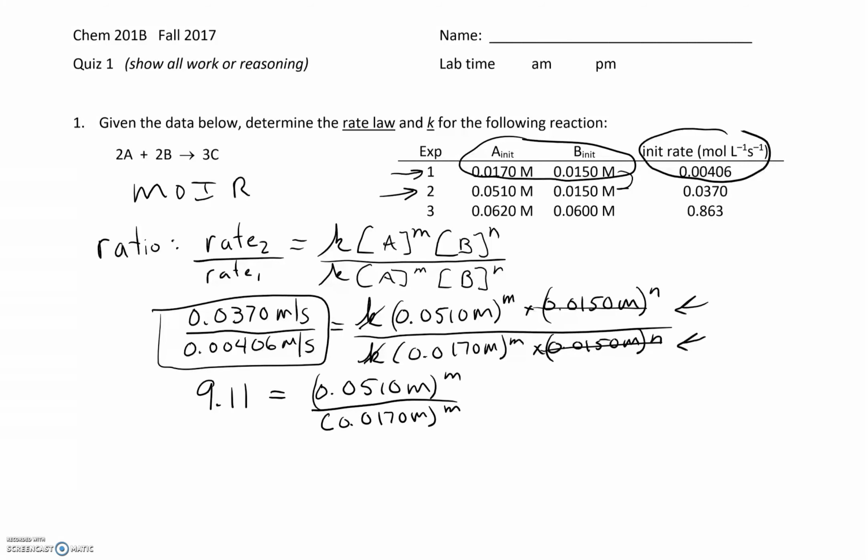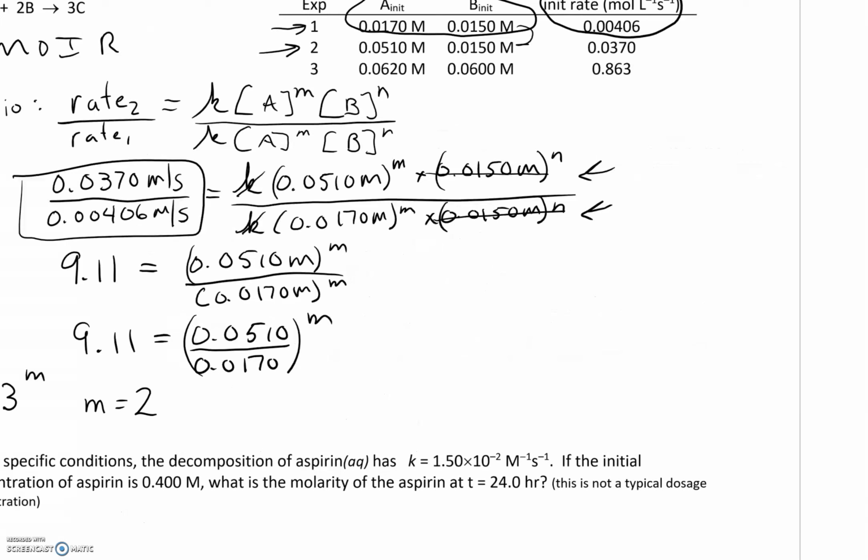Now by rule of logs, the 9.11 is equal to 0.0510 divided by 0.0170 all to the M. And this tells us effectively that the 9.11 is equal to 3 to the M, where M equals 2. We can repeat this now with a set of experiments where B changes in order to determine the effect of the concentration of B on the initial rate of the reaction.